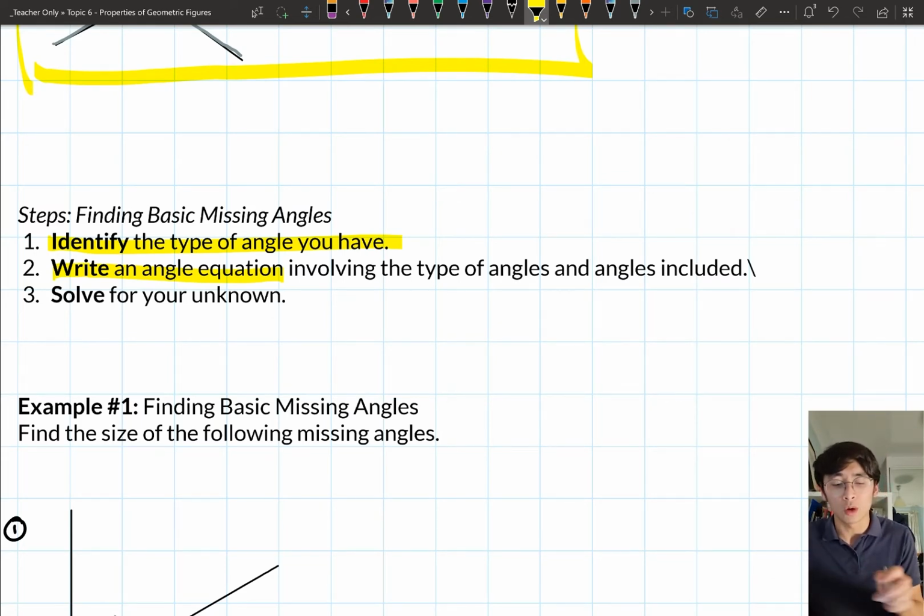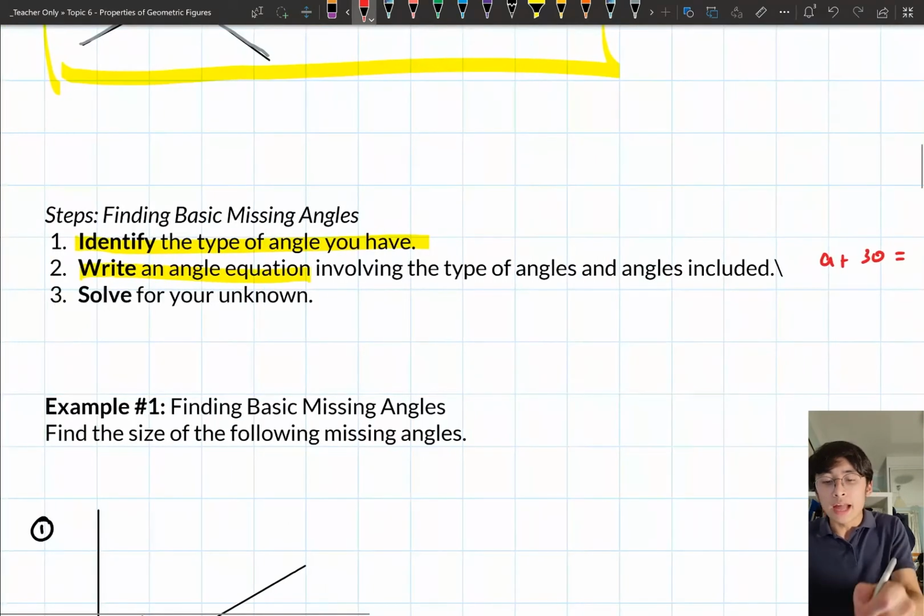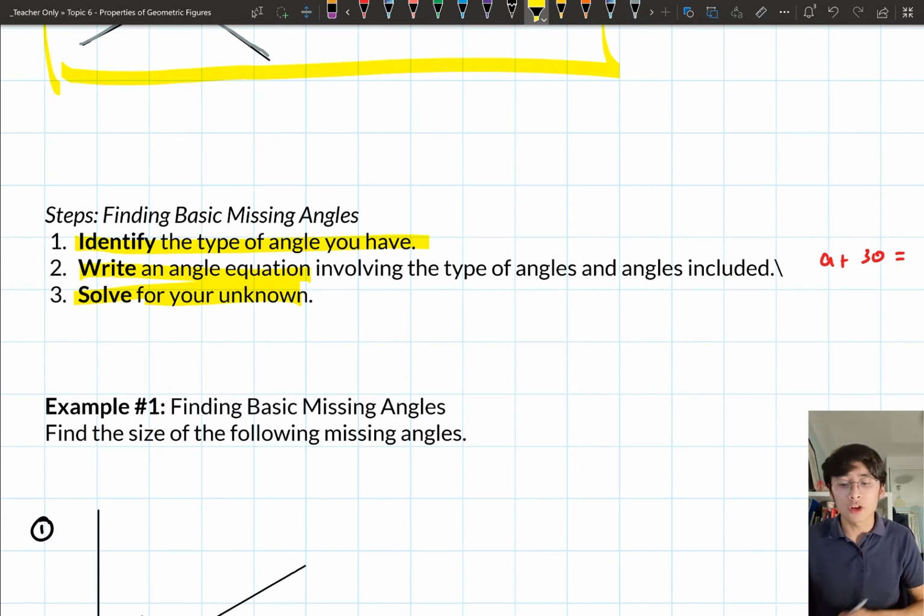So if they add up to 180, for example, what you just want to do is list out all your angles. So for example, a plus 30 is equal to 180 degrees, and so on. And then the final step is that we solve for our unknown angle. So I'm going to go through a few examples.